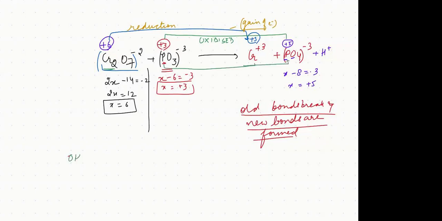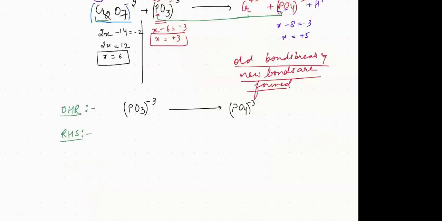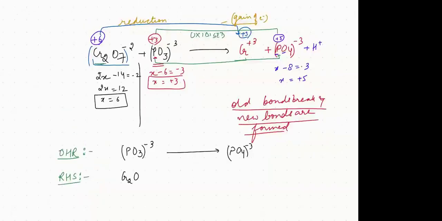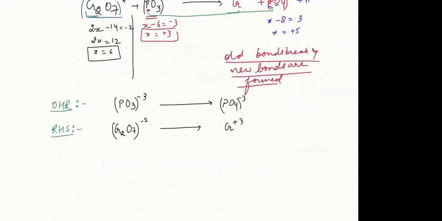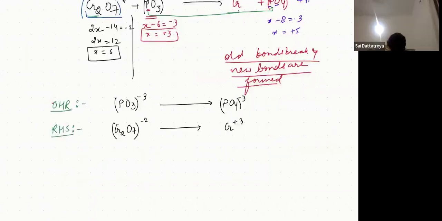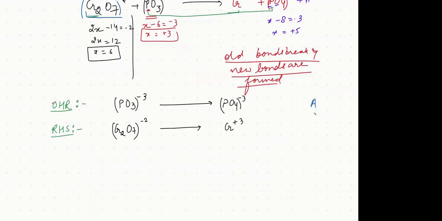So I'm going to separate the oxidation half reaction and the reduction half reaction. For the oxidation half reaction, I'm going to say PO3 -3 converts to PO4 -3. That's my oxidation half reaction. And what is the reduction half reaction? Cr2O7 -2 converts to Cr +3. Again, we follow the rule ACOH. ACOH is what? Atom, charge, oxygen, and hydrogen.